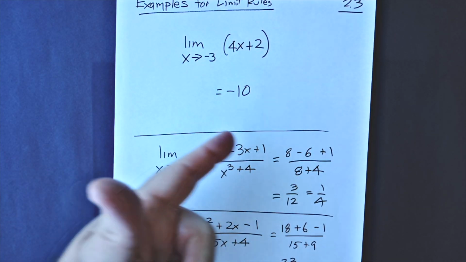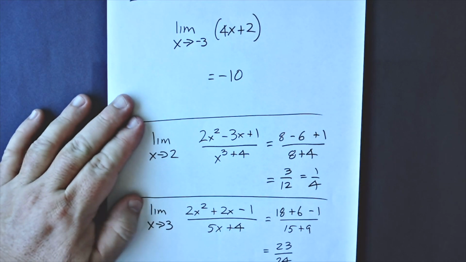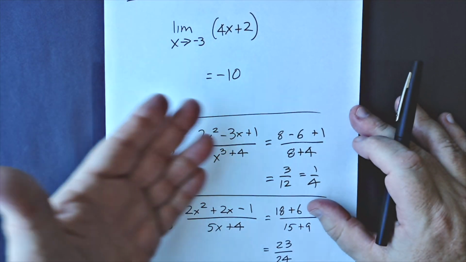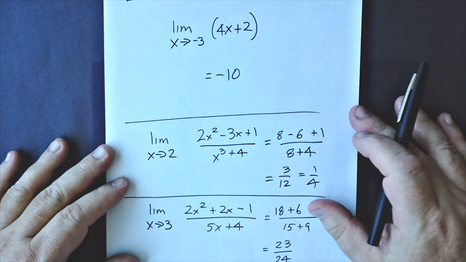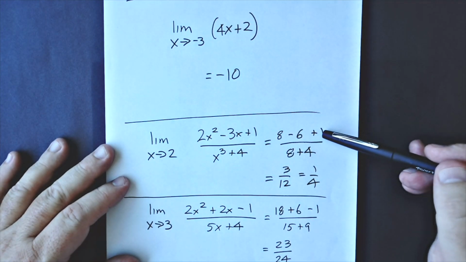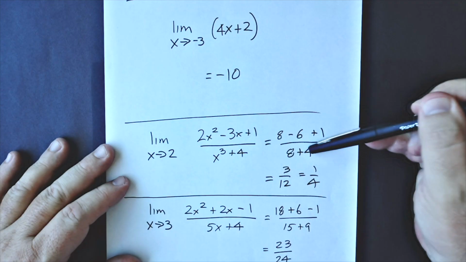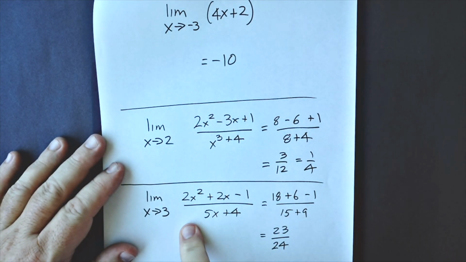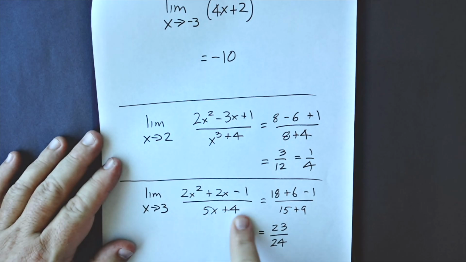Down here, here's a whole bunch of things all happening together. There's the constant, there's sums and differences, there's the quotient. Again, we just evaluate the whole thing and get an answer. So plugging in -2, 8 minus 6 plus 1, 8 plus 4, and I get 1/4. And same thing down here. Plug in the 3, and we get 23 over 24. Very straightforward, my friends.